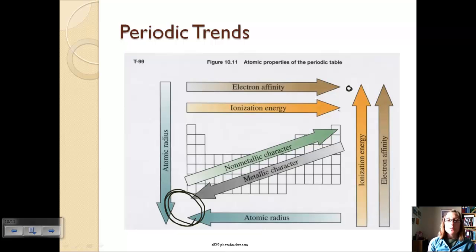Ionization energy is the energy to remove an electron. Here it's going to be extremely small because it wants to give up its electrons anyway. Whereas up here we have a huge ionization energy. Okay, it does not want to give up its electrons under any circumstance.